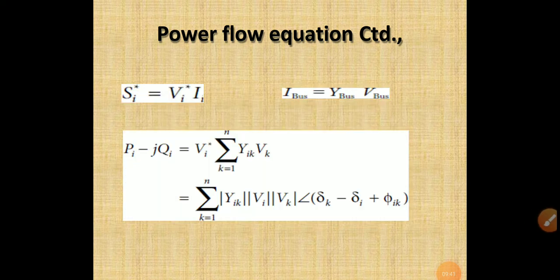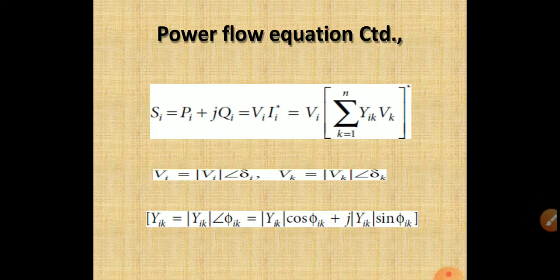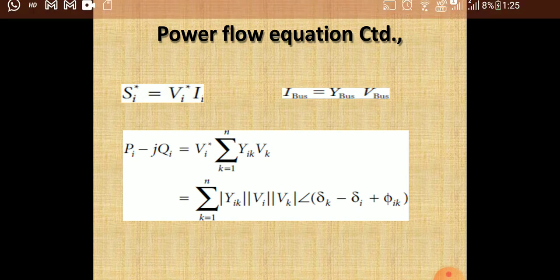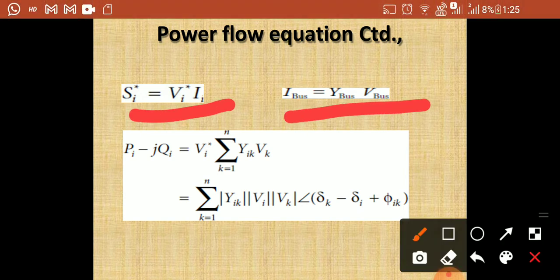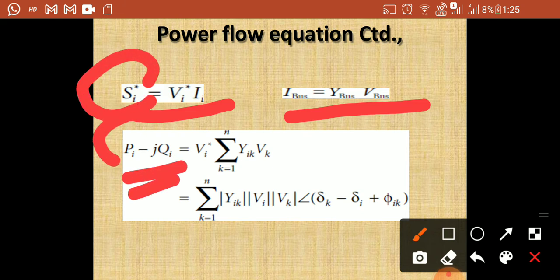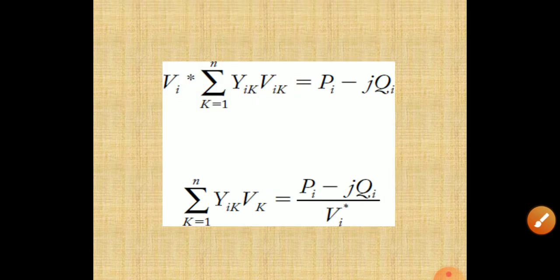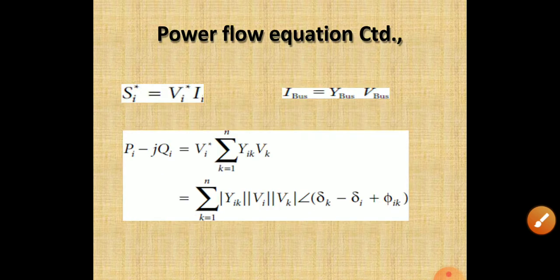Here the power flow equations are the real power and reactive power equations, with voltage magnitudes and admittance values given. The power flow equations are given like this. Here S_i at bus I equals Y bus into V bus. S star means we have to write P minus jQ. In V into I format we write it like this, and the resultant voltage we always write as V_k with angle δ_k, V_i with angle δ_i. The angle for Y_ik is φ_ik. This is the resultant equation.